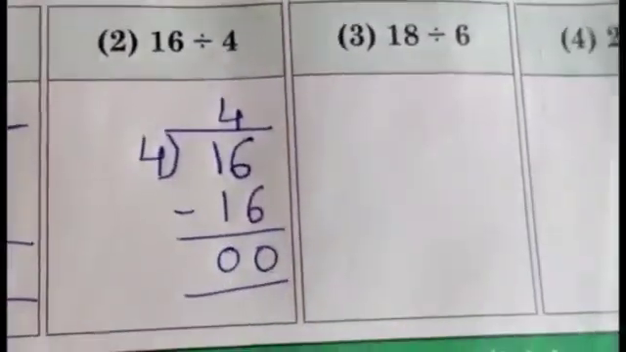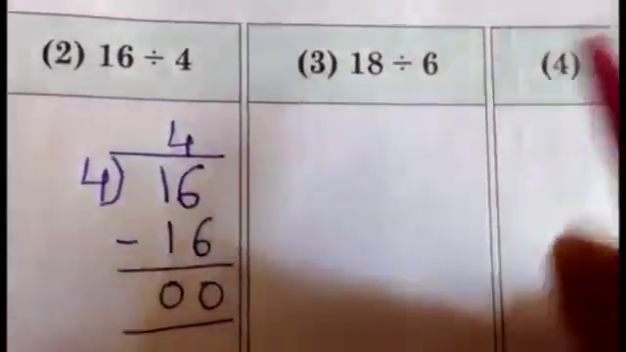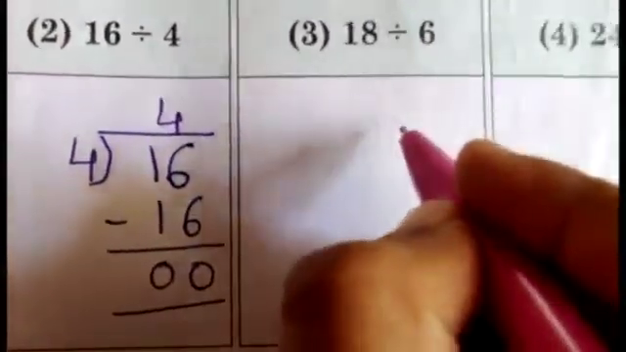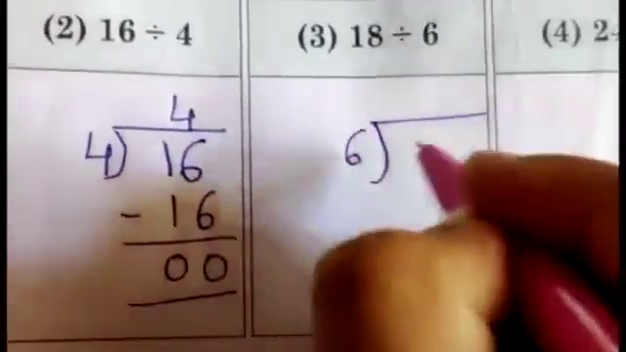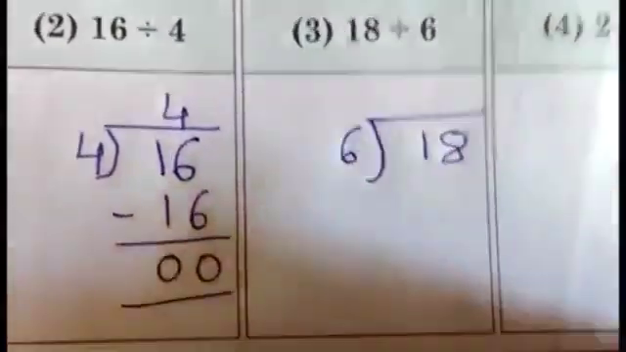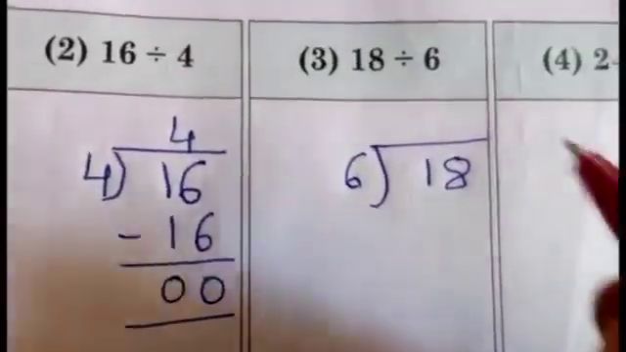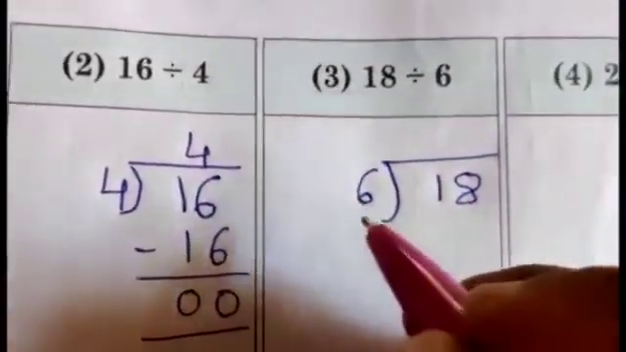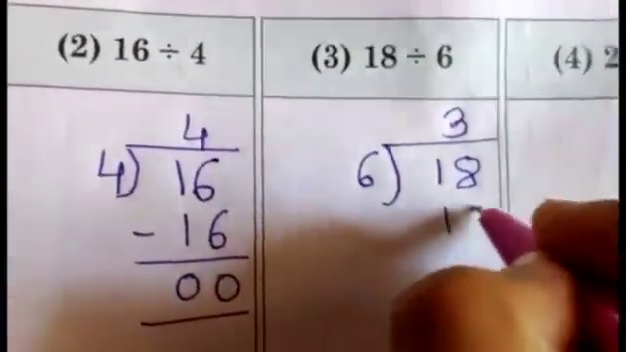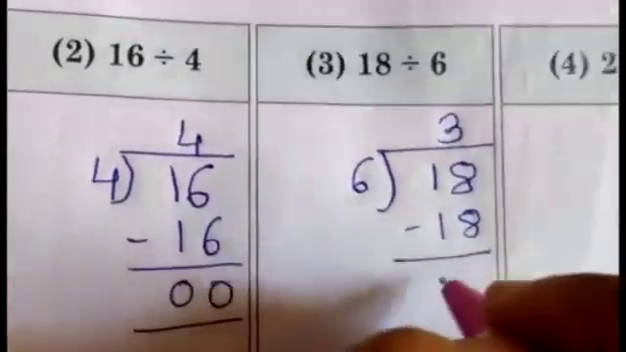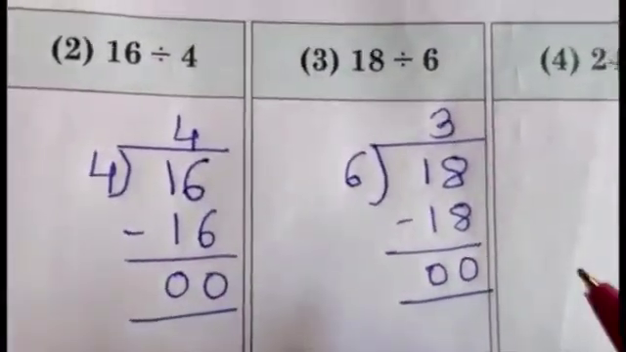Okay. Now let us solve the third one. Third one is 18 divided by 6. Now students, here 6 is a divisor and 18 is a dividend. Is 18 divisible by 6? Yes. 6 3s are 18. So 18 minus 18, you will get the answer as 0.